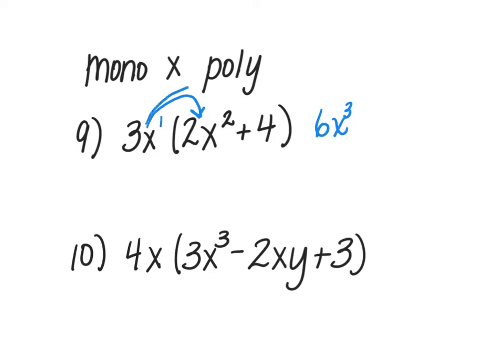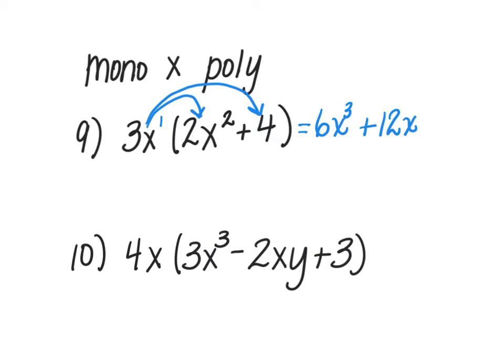Now we're going to distribute the 3x to the 4. So 3 times 4 is a positive 12, and then that x just kind of comes along for the ride. So we end up with 6x cubed plus 12x.